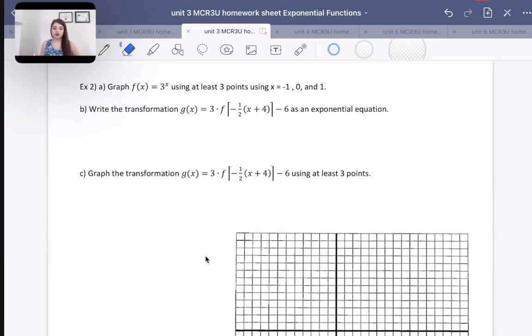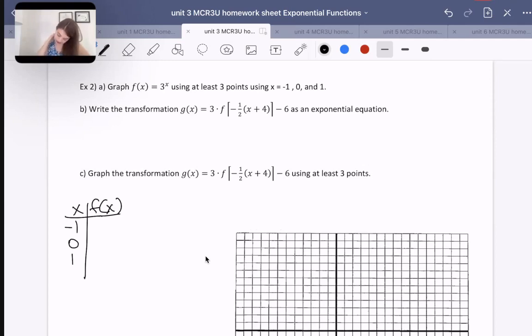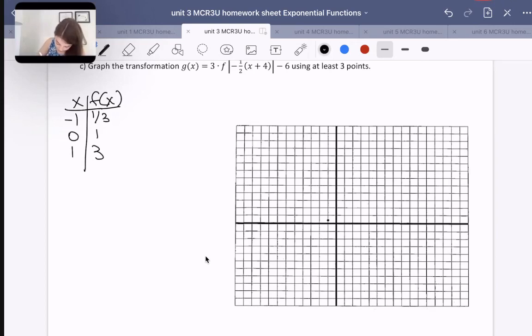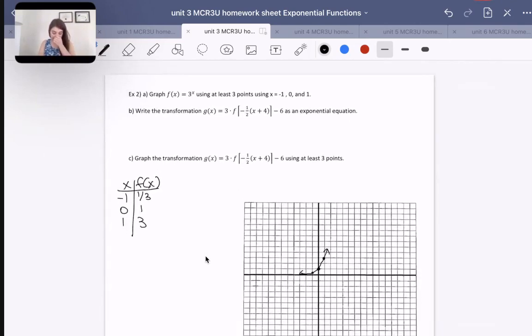So I'm going to start with 2a and say, well, let's graph those points. So what if we have x is equal to negative 1, 0, and 1. Then we would have 1/3, 1, and 3, right? Because all I'm doing is I'm taking these x values, plugging them in here, and seeing what I get for f of x. So that's where those values came from. So let's put those in here. So negative 1, 1/3, 0, 1, and 1, 3. So there they are there. And voila, just like that, we already completed part A.